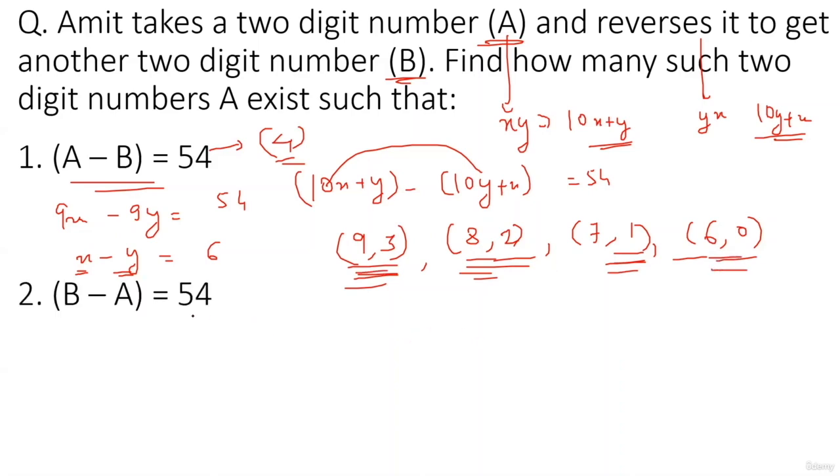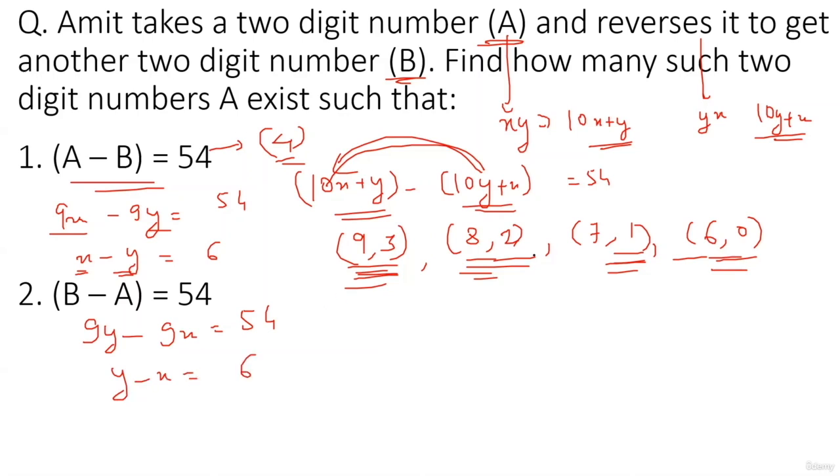Next question is the same lot. B minus A is 54, right? उल्टा. मतलब इन दोनों का difference 10y plus x, the reverse number minus the original number. सिर्फ इतना फर्क पड़ेगा यहाँ पे. Instead of 9x minus 9y, you will end up with 9y minus 9x equal to 54, right? That's the only difference. So you will get y minus x is equal to 6.